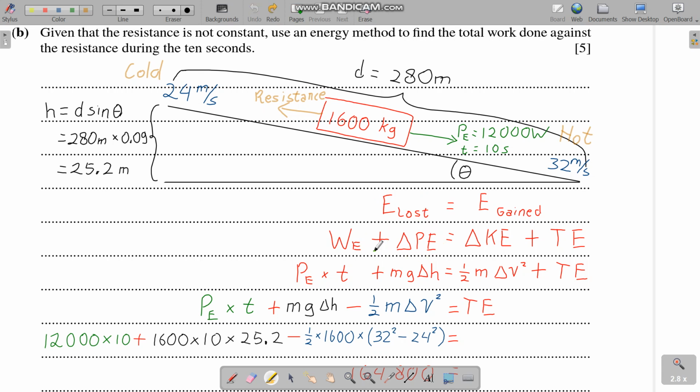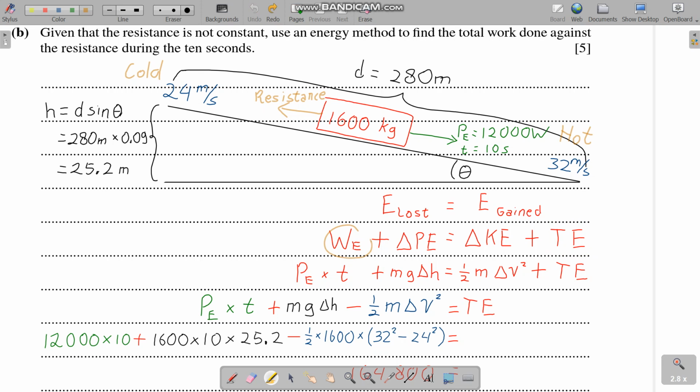And because we have engine force, engine power here, we have work done by the engine, so we are losing chemical potential energy in the fuel, and we are gaining, the speed is increasing from 24 to 32. We have gain in kinetic energy, and we always have thermal energy because of the resistance force. This is the work done by the resistance force. This is what we are looking for.